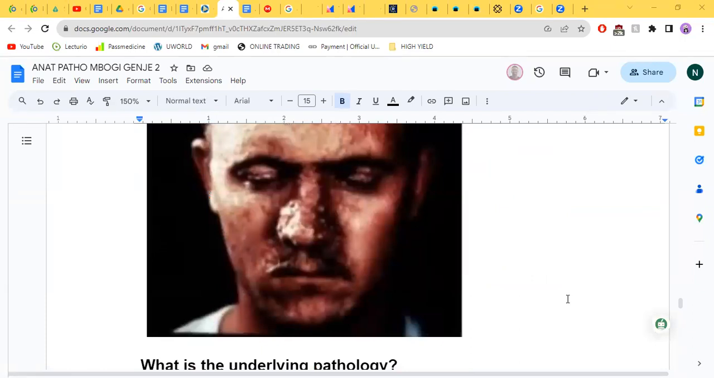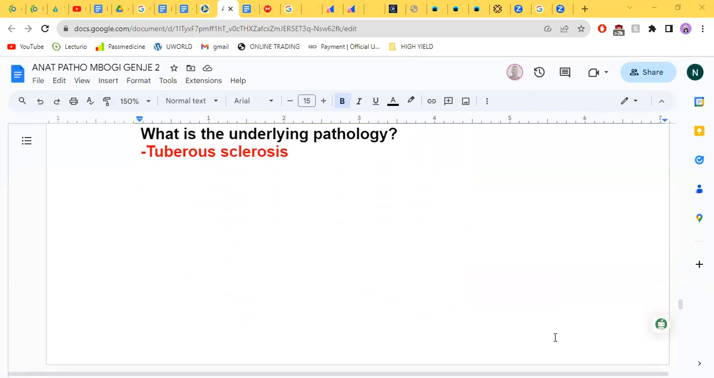Now, what is the underlying pathology? Try it in the chat box. Tuberous sclerosis. I think that's correct. Let's move down. It's pretty straightforward.